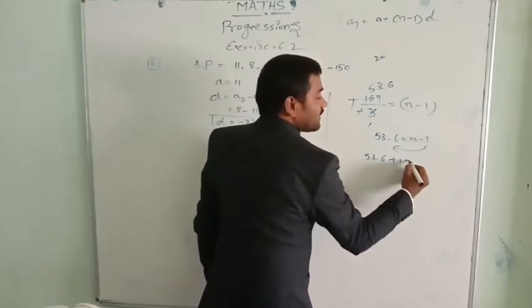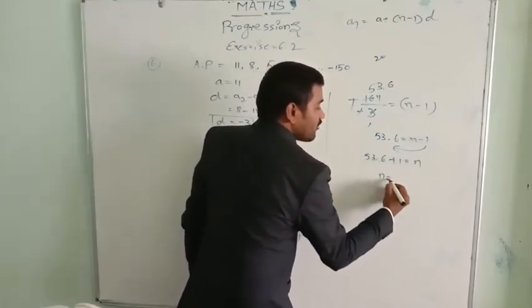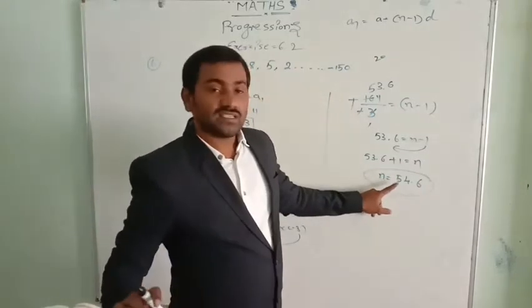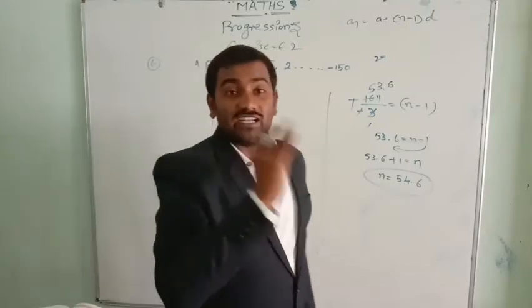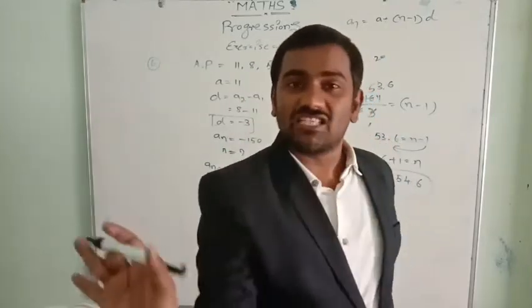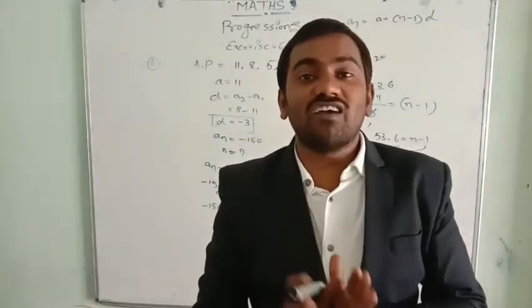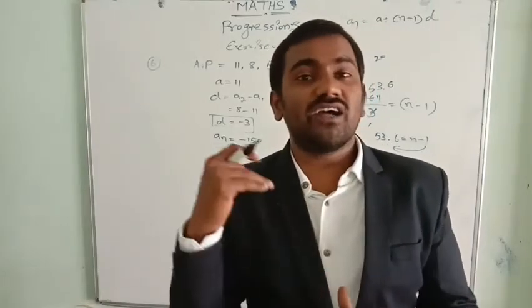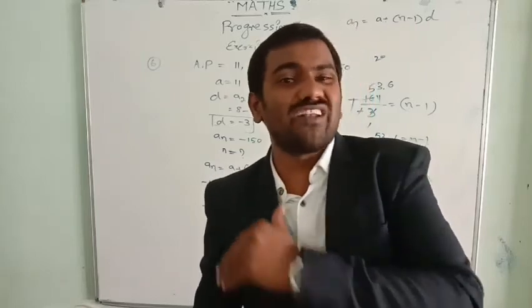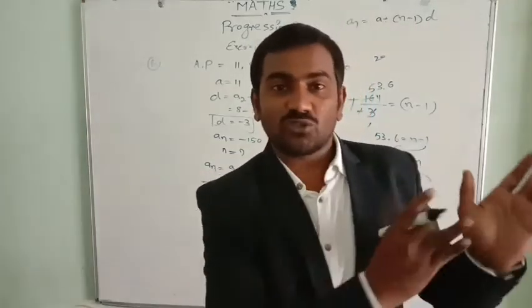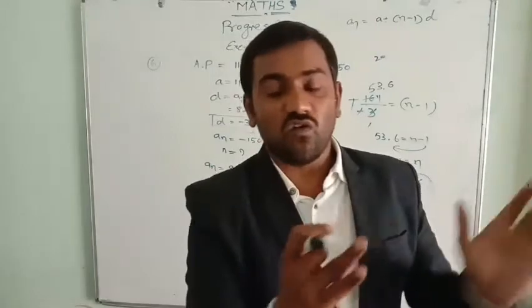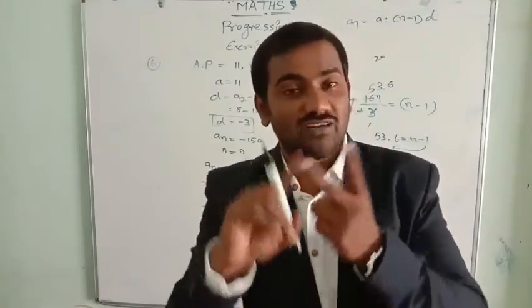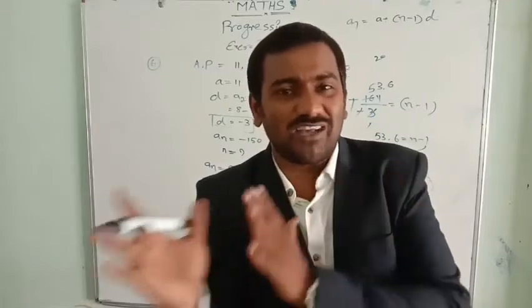53.6 plus 1 equal to n. So the n value you got is 54.6. But the number of terms will not be in decimal. The number of terms is always a whole number. It will not come in decimal. The number of terms will also never be negative. Minus 2 term, minus 3 term, minus 4 term, we cannot say that. The number of terms is always positive. First term, second term, third term, fourth term, it will be positive only.